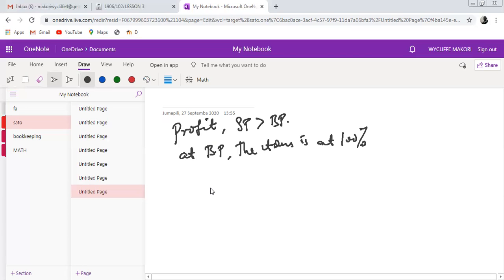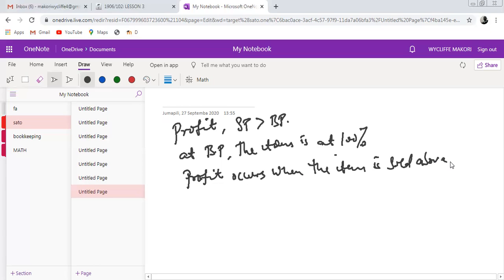In this case, you'd find that the profit, when the item is sold, occurs when the item is sold above 100%. At 100%, there is no profit. It's a neutral point. If you sell it above the 100%, then you have realized the profit.